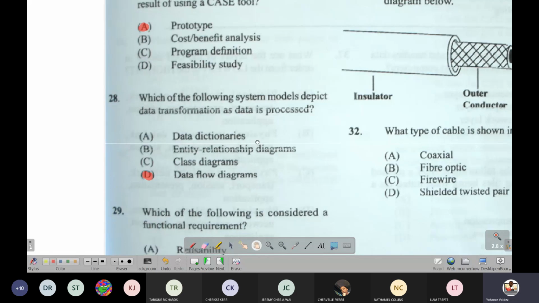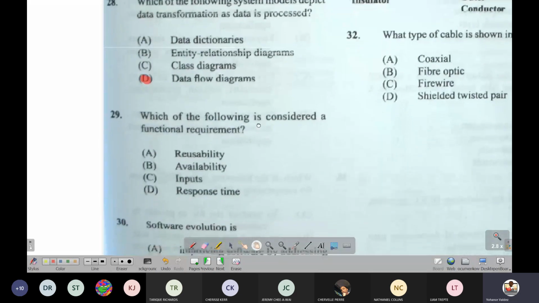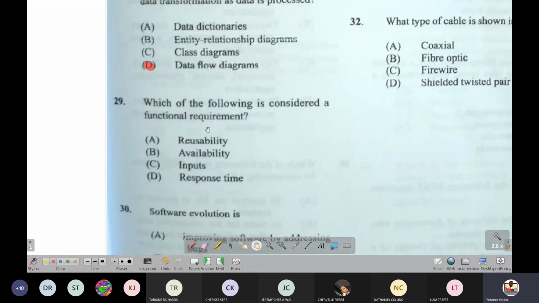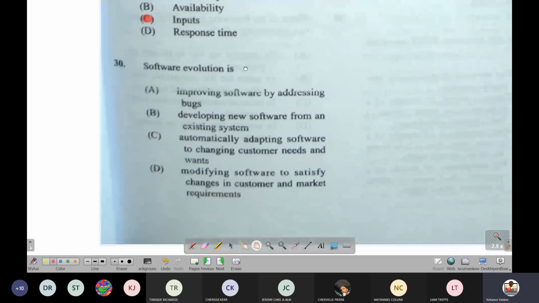Which of the following is considered a functional requirement? What is a functional requirement? What does the system need to function? We already established that response time is not a functional requirement from the previous question. The system needs inputs to be able to work. So very correct, Collins.